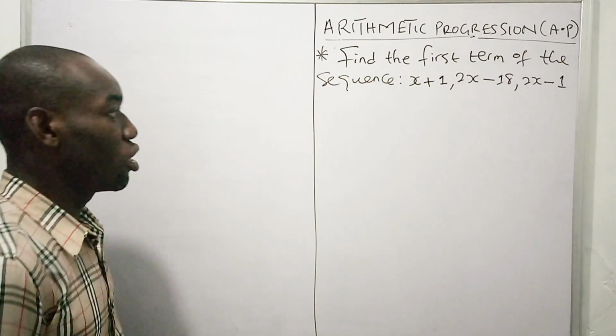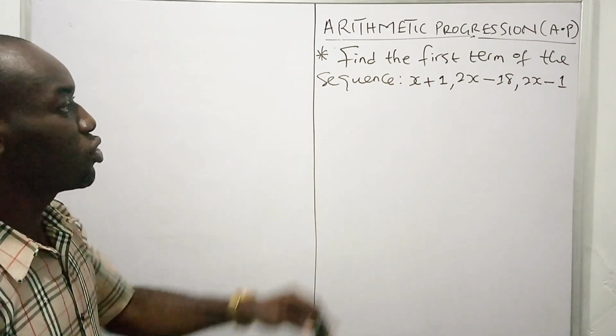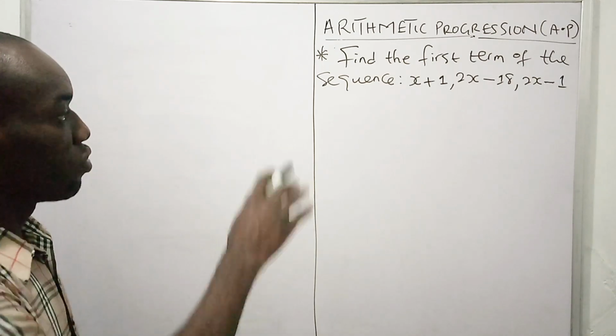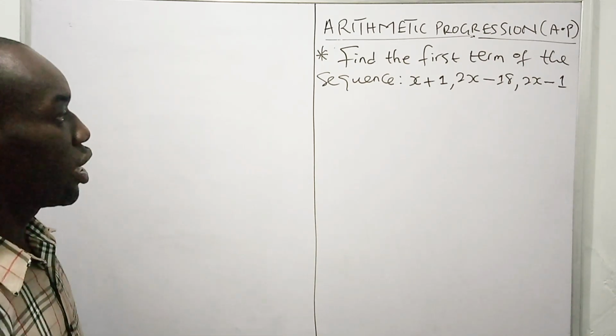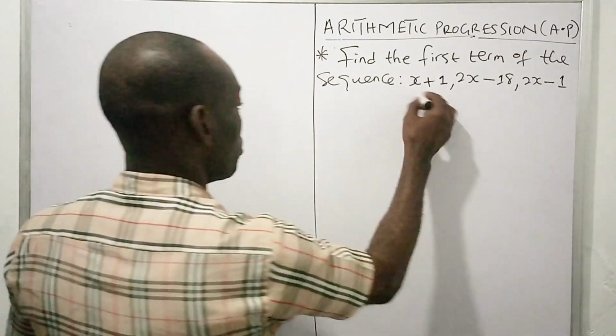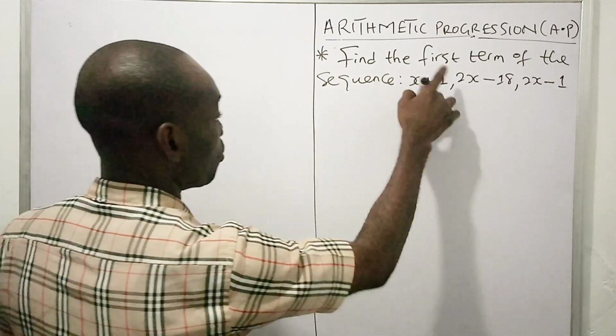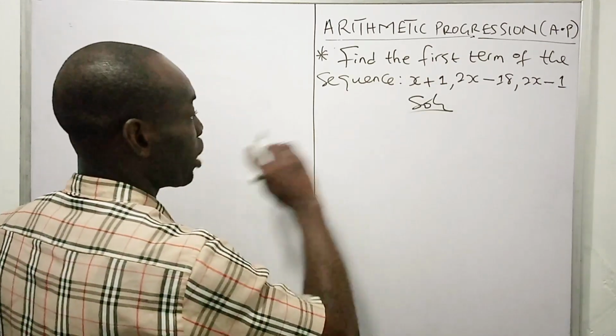So let's see this second question now, still on the nth term of an AP. We are asked to find the first term of the sequence x plus 1, 2x minus 18, and 2x minus 1. So quickly, we get the solution. We're asked to find the first term, okay, fine. So we need to get the common difference first.